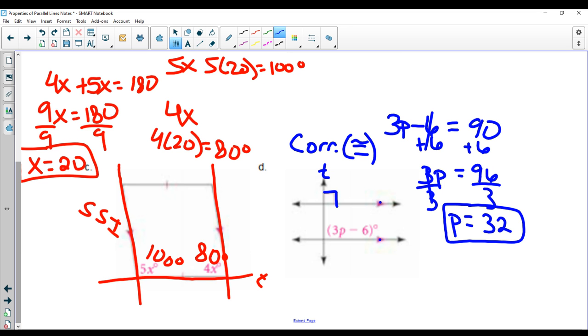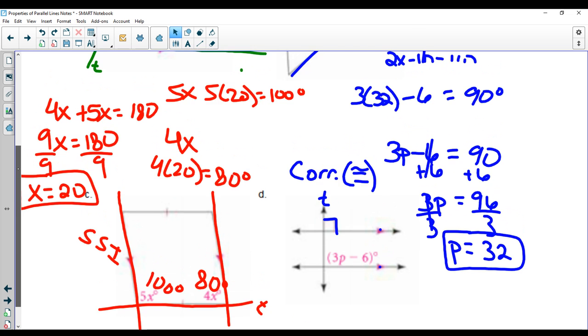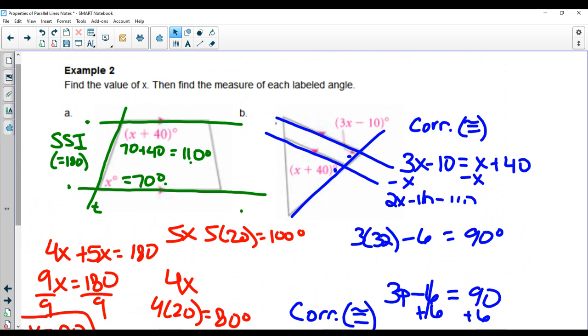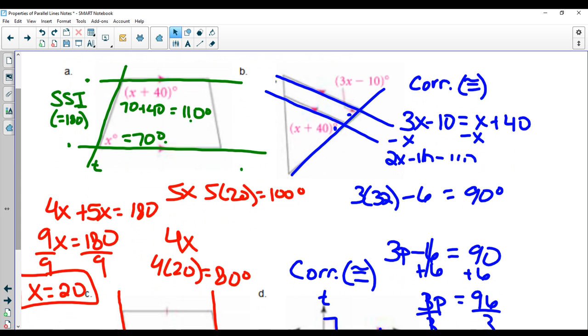Okay. Now, I got to take this p, plug it back in here. So 3 times 32 minus 6, that's going to give us 90 degrees back. Okay. I think that's all I have. So again, it is crucial and so important that you know those angle pair relationships that we talked about earlier, the corresponding, all that stuff.